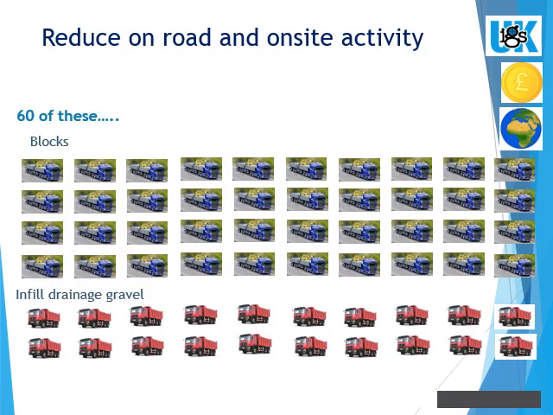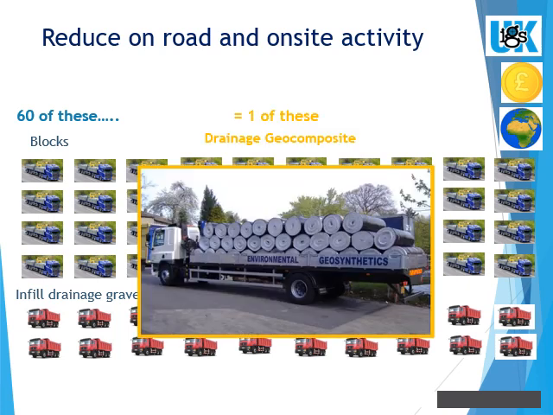Reducing the amount of traffic to and from site is a key source of carbon reduction, not to mention the damage and disruption on the roads to and from the supply site. To give you an idea, 40 truckloads of concrete blocks followed by 20 truckloads of infill gravel equals 1 truckload of geocomposite. A case study might again illustrate the benefits to a big site.